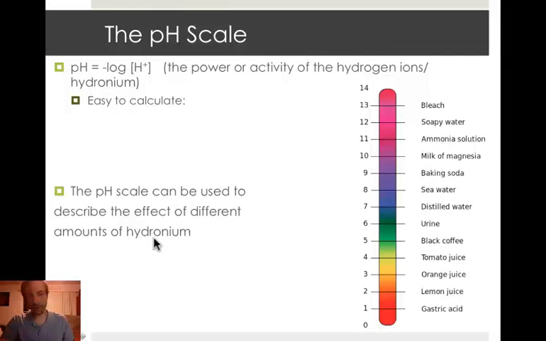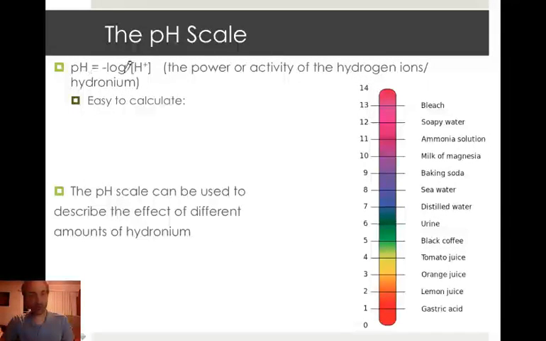So what happens if it's not neutral? Well, that's where the pH scale comes in. The pH scale looks at the concentration of those hydrogen ions, and it's going to look at the power or the activity of those hydrogen ions and what they can do. So it's a way of describing those hydrogen ions and their concentration.